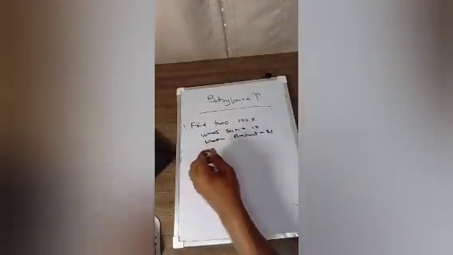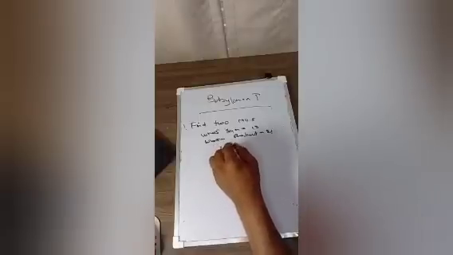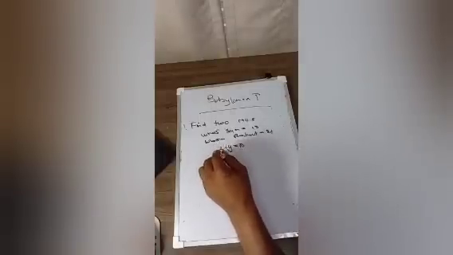Now let the numbers be x and y. Now x plus y is equal to 10. x times y is equal to 21. Find the two numbers whose sum is equal to 10, whose product is equal to 21. Then let's find it.